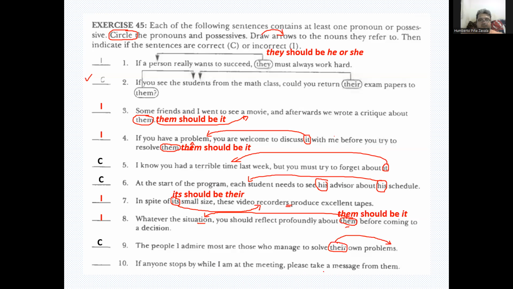If anyone stops by while I am in the meeting, please take a message from them. Them, anyone, that's singular. So it should be from him or her. Okay, so look at those answers. Check what you did. If you have any questions, let me know in the comments below.